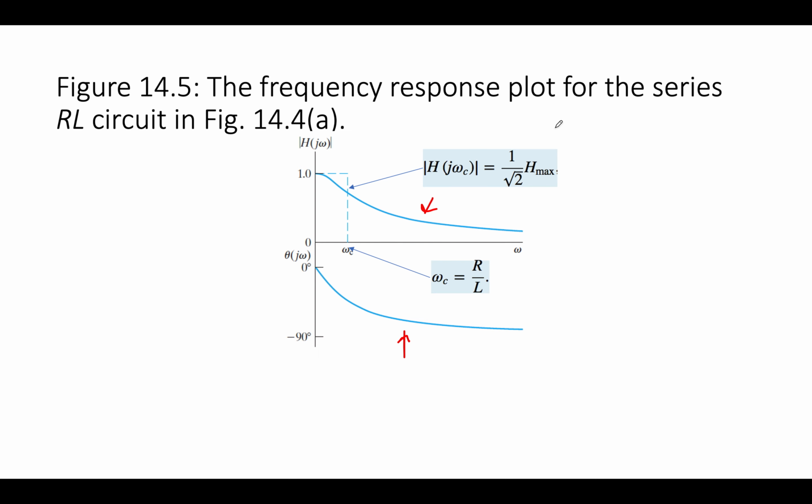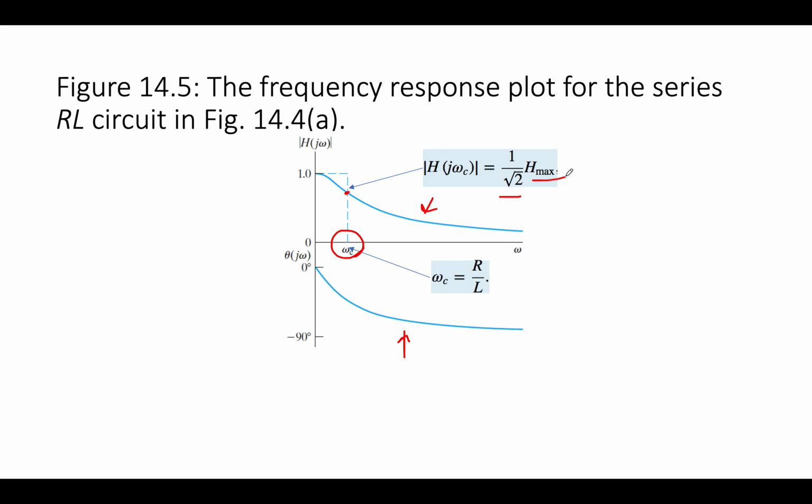Now remember, power is proportional to voltage squared. So if the power out is half of the power in, then the voltage out would be 1 over the square root of 2 of the voltage in. So rather than 1/2, it's the square root of 1/2 because power is proportional to voltage squared. So the cutoff frequency is defined as the frequency at which the magnitude of the transfer function is 1 over the square root of 2 times its maximum value.